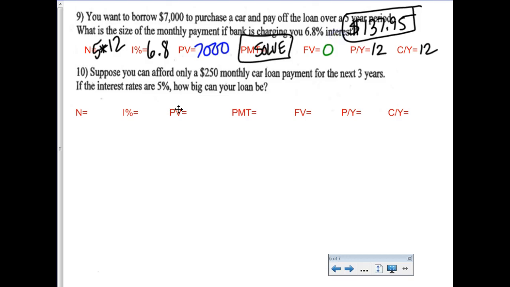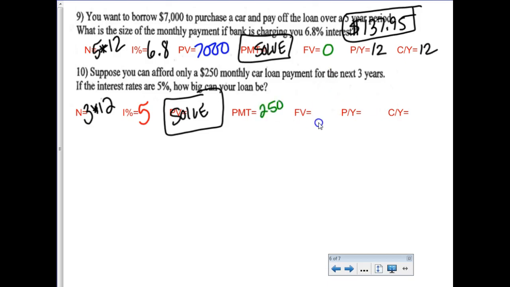All right, so let's recalculate this, guys. What are we doing here? 3 years of monthly payments. Interest rate, 5%. Present value, that's the question, right? I don't know what it's going to be, so this is what we're going to solve. For some reason, I have this number 250 stuck in my head. I can afford a $250 payment. We're going to be paying it down to nothing every month. Every month.